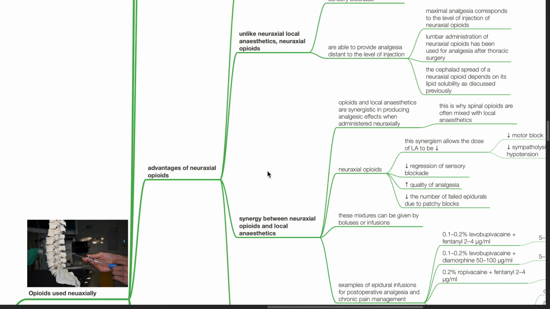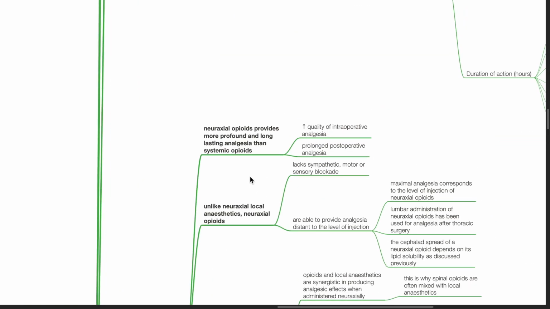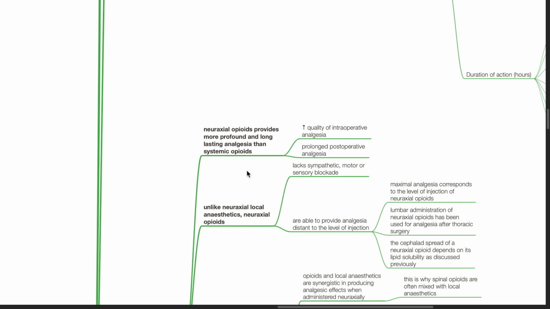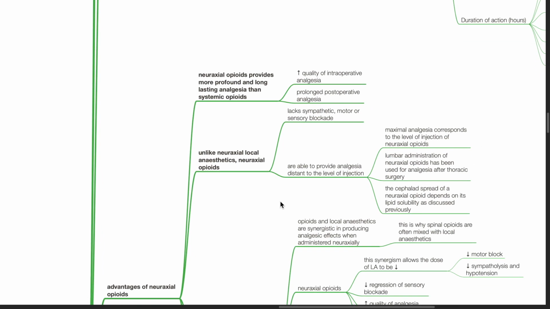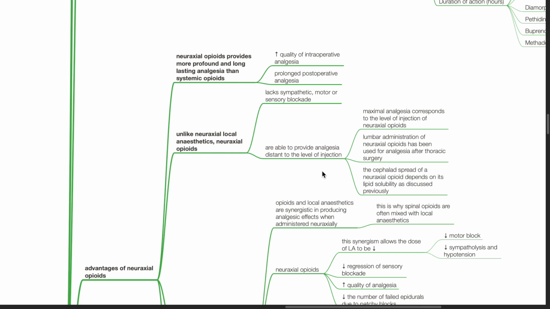Advantages of neuraxial opioids. Neuraxial opioids provide more profound and long-lasting analgesia than systemic opioids. There is an increase in quality of intraoperative analgesia and prolonged post-operative analgesia. Unlike neuraxial local anesthetics, neuraxial opioids lack sympathetic, motor, or sensory blockade and are able to provide analgesia distant to the level of injection. Maximal analgesia corresponds to the level of injection of neuraxial opioids.